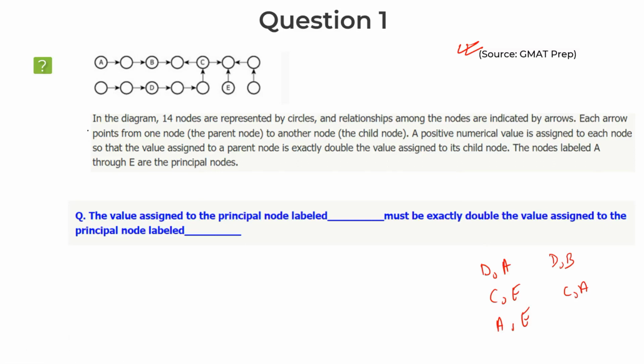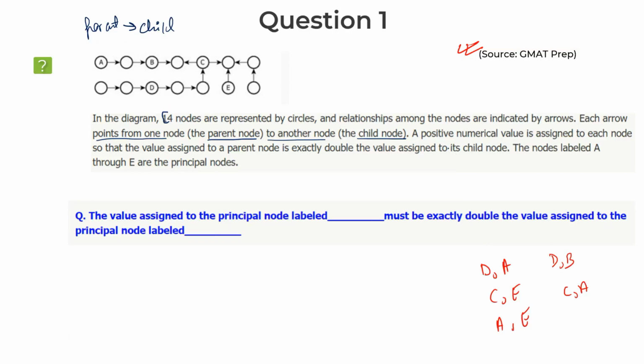It tells us that in the diagram we have 14 nodes that are represented by circles, and relationships among them are indicated by arrows. Each arrow points from one node to another node, so we have a parent node and a child node. For example, if I take these two, then this over here is the parent node and this over here is the child node, because it goes from parent to child. This is the relationship being followed.